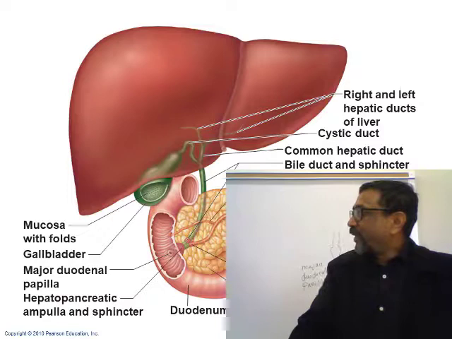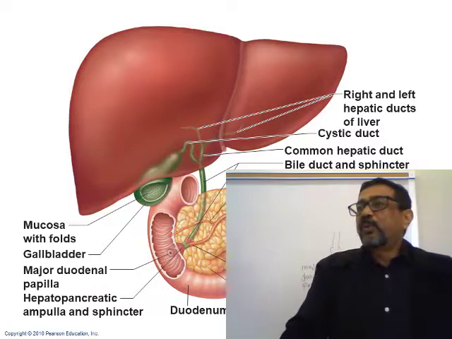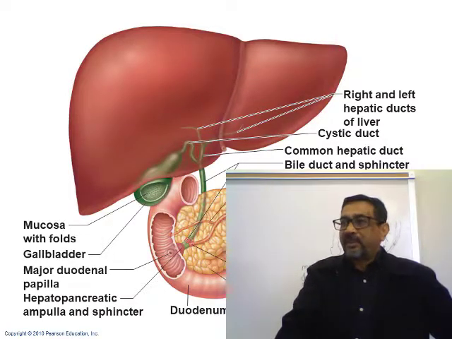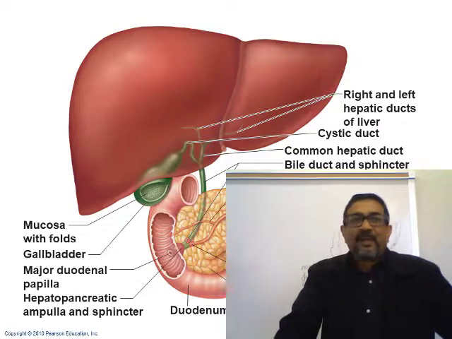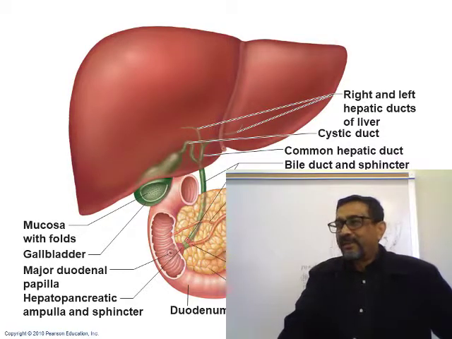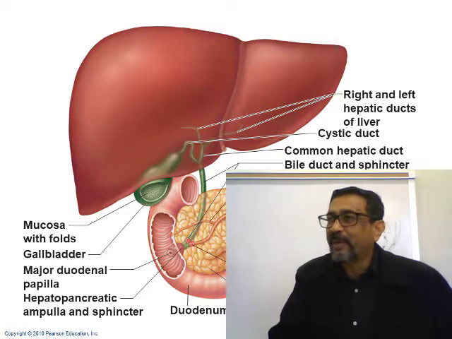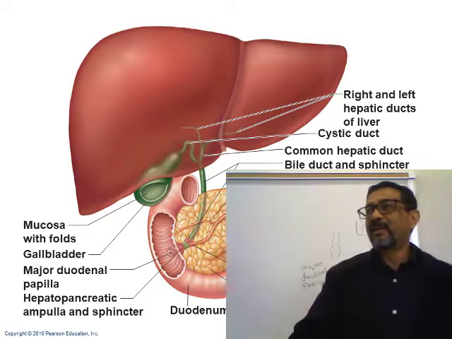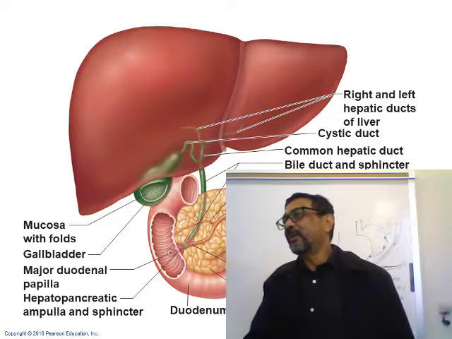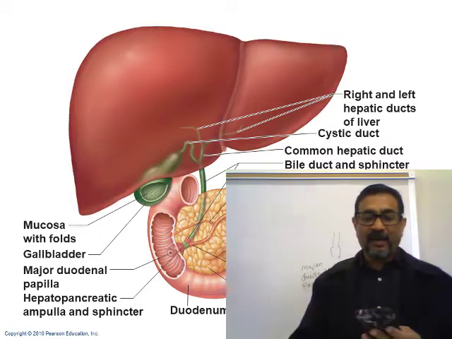and from the liver two ducts take the bile out. Hepatic ducts, right and left. Hepatic means liver, very simple. So from the liver, hepatic ducts come out, right and left hepatic ducts.